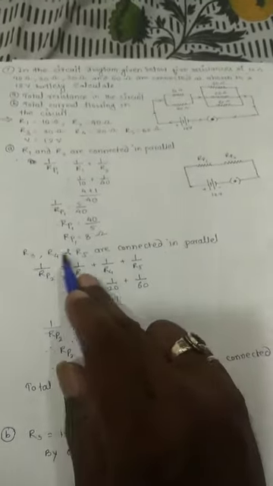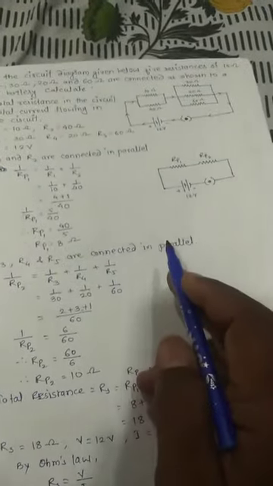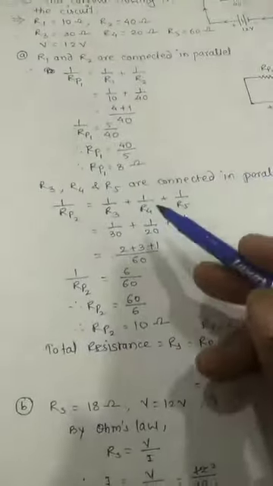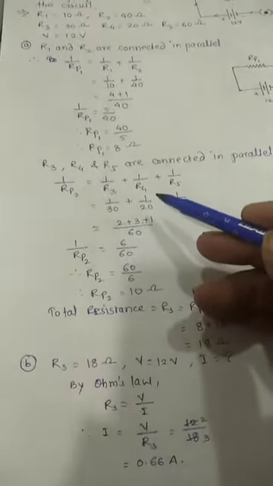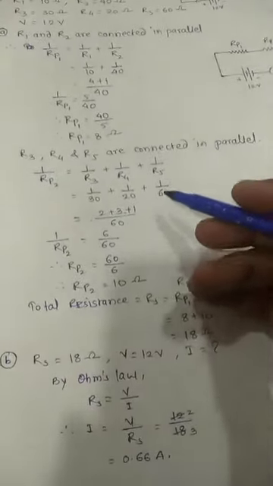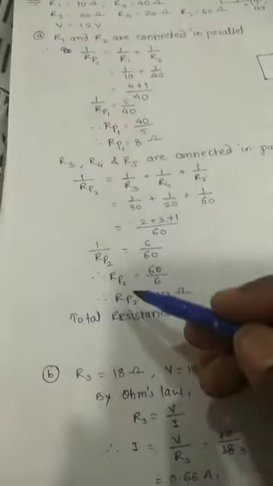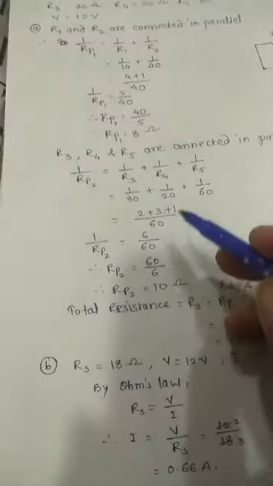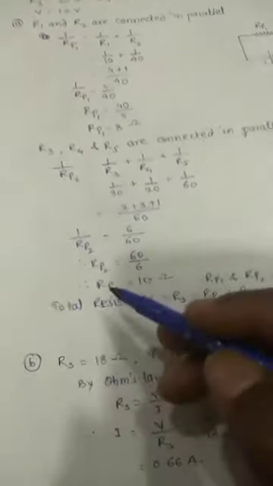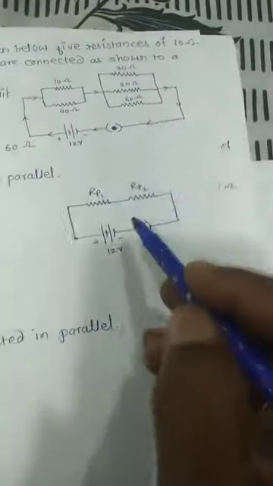Now we have to solve these 3. So R3, R4, R5 are connected in parallel. So find the total resistance RP2. Same: 1 by RP2 equals to 1 by R3 plus 1 by R4 plus 1 by R5. Substitute the values and solve for RP2 by finding the LCM. So RP2 we got as 10 ohm.